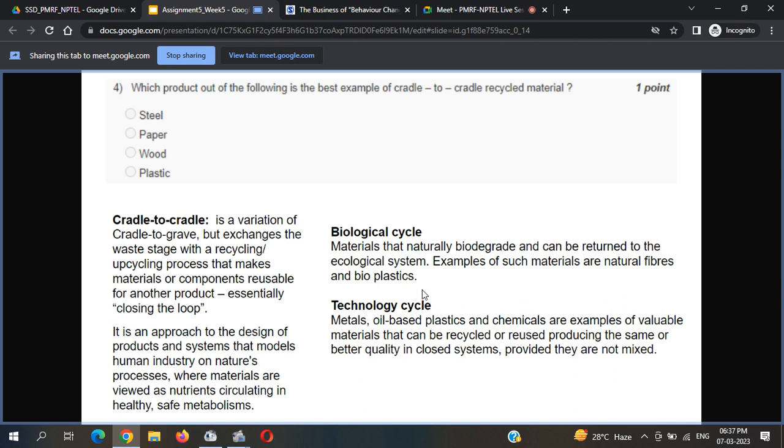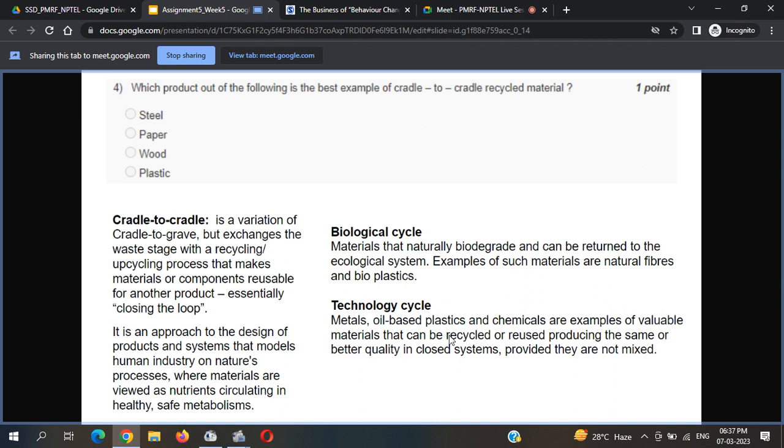There are two types of cycles in cradle to cradle. The first is a biological cycle, and the other is the technological cycle. The biological cycle is relevant for the materials which are biodegradable. Materials that naturally biodegrade can be returned to the ecological system and then further reused or recycled to be used as a raw material for another product. Those materials follow the biological cycle of the cradle to cradle recycling method.